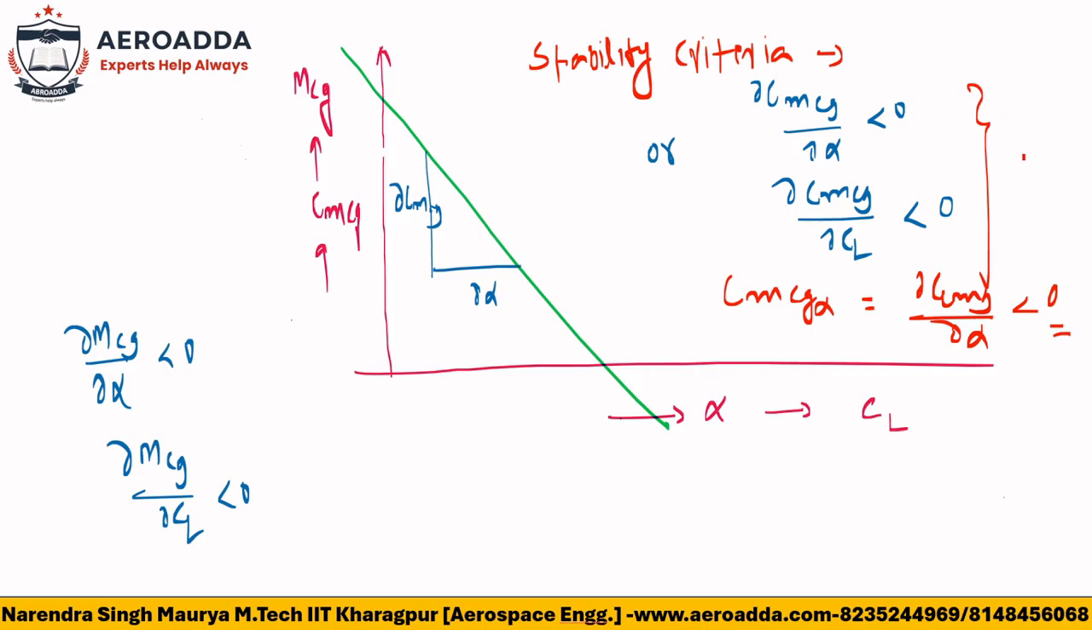This is very, very important. They have asked in the GATE exam, not one time, multiple times. So this is the one criteria I have given to you. Please remember. In very common words, they say CMCG alpha. They will ask whether it is greater than 0 or less than 0. You have to say less than 0, because CMCG alpha means ∂CMCG by ∂alpha. This one.